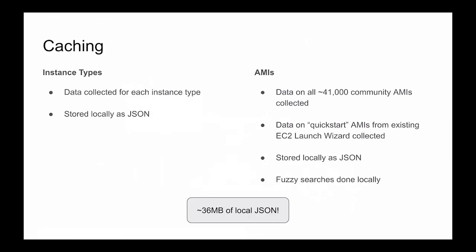We do some caching locally, so all of the instance types have been collected from the price list API. We have a script that collects all of those and stores it locally as JSON. So when we make an API request to get the instance types, it's returning that local JSON data. And we've also stored all 41,000 community AMIs as local data. This takes about 36 megabytes. And the good thing about this is that for any fuzzy searches that we want to make, those searches can be made on local data, and it's very quick to return.